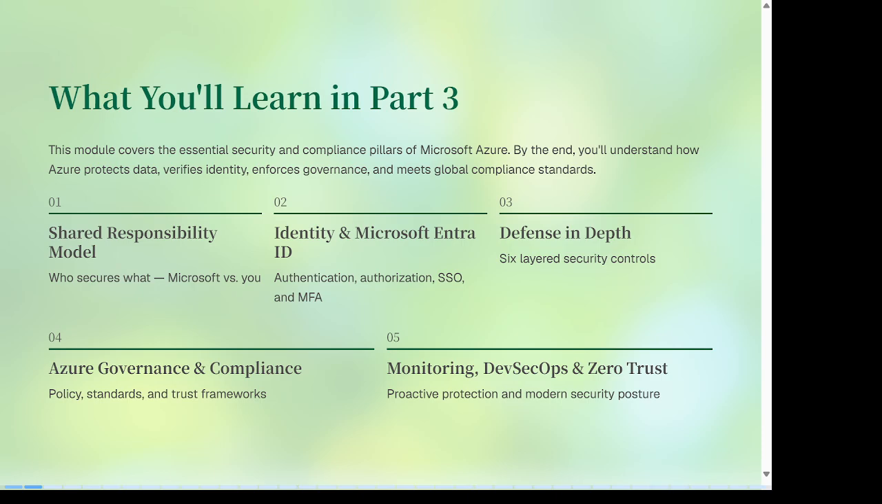We will also explore Microsoft Defender for Cloud, Azure Monitor, Azure Advisor, DevSecOps, and finally, one of the most important modern security strategies, that is Zero Trust. You will learn how organizations continuously verify every user, device, and access request instead of automatically trusting anyone inside the network.